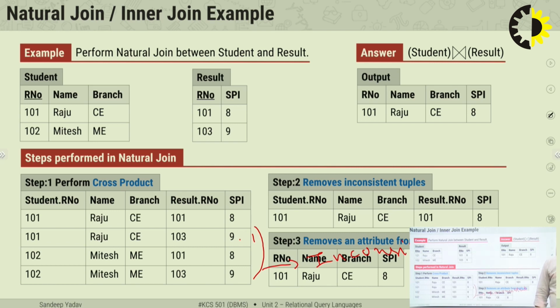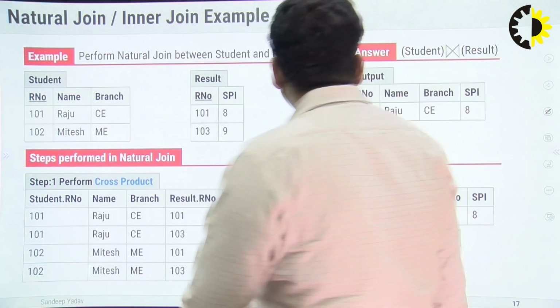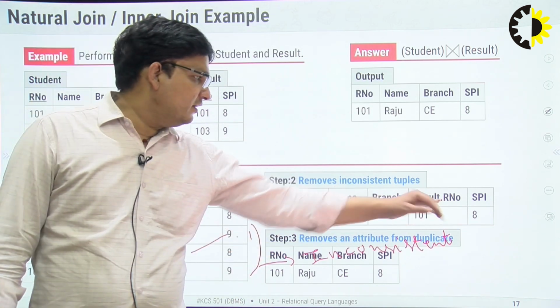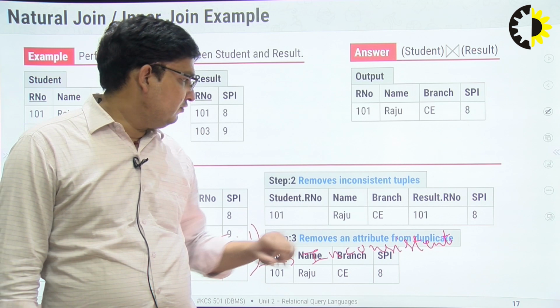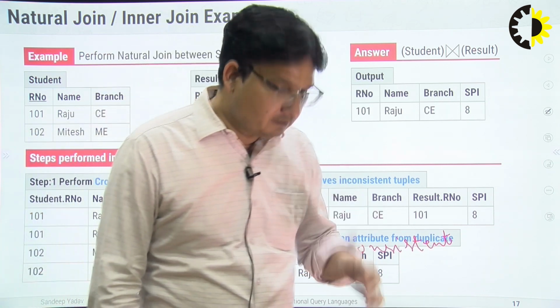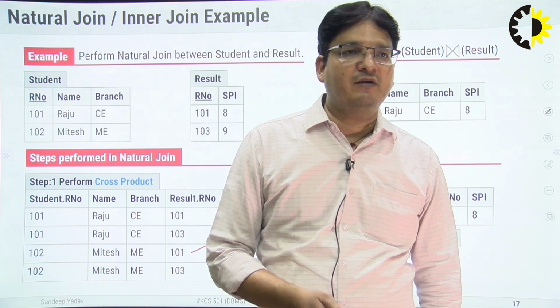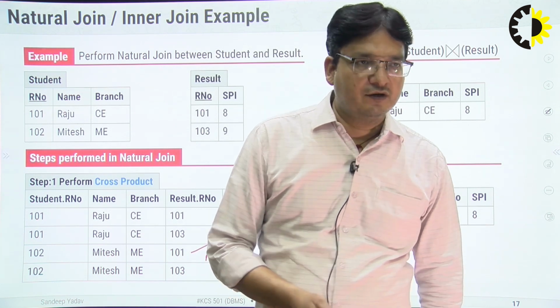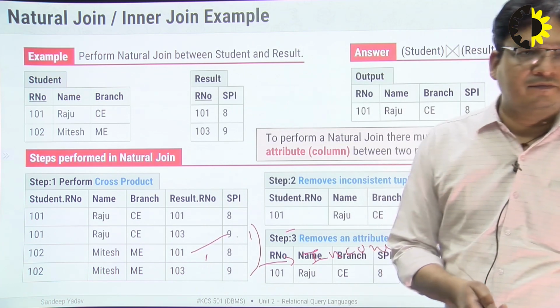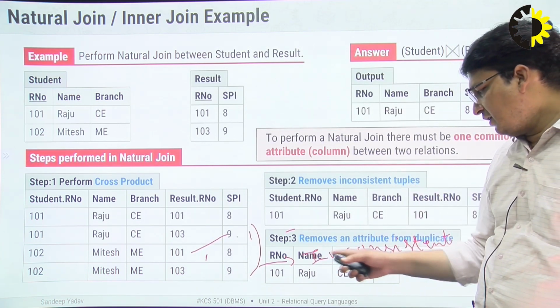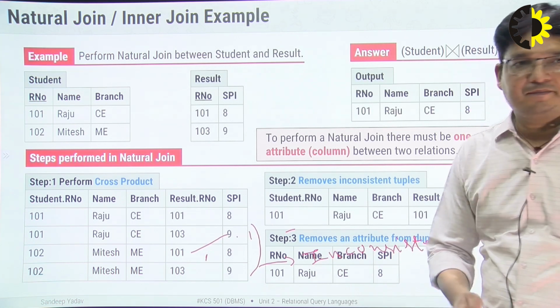Next step is, after removing the inconsistent tuples, we need to remove the duplicate attribute. That is, this roll number is here also, this roll number is here also. So we need to remove one duplicate, that is roll number is duplicate, since it is repeated two times, so it will also be removed. And this is the final answer: roll number, name, branch and SPI.